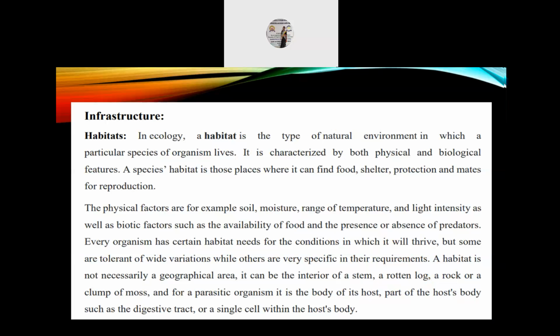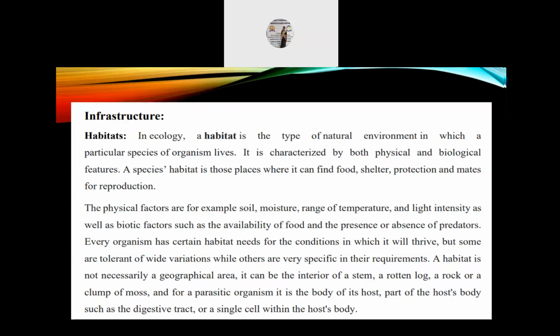In ecology, a habitat is the type of natural environment in which a particular species of organism lives. It is characterized by both physical and biological features. A species' habitat is those places where it can find food, shelter, protection, and mates for reproduction. The physical factors are, for example, soil, moisture, range of temperature, and light intensity, as well as biotic factors such as the availability of food and the presence or absence of predators.